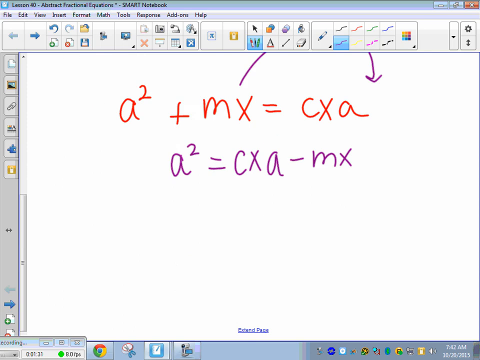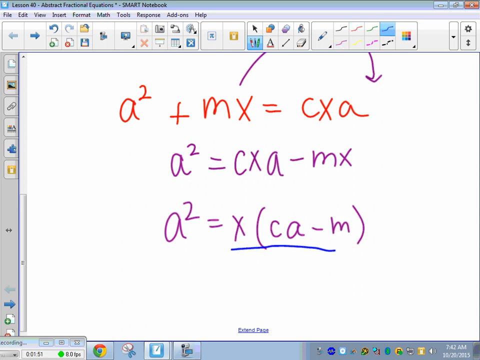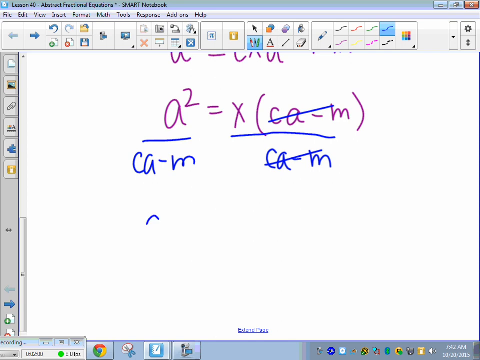Okay? And the next step is to factor out what you're trying to isolate. So I'm going to factor out the x, and that leaves me with ca minus m. Is it coming back to you guys from Algebra 1? Okay. And now we're going to divide by this whole thing here, so I can get x by itself, ca minus m, so that can cancel. And now I have my answer, and so x is going to be equal to a squared over ca minus m.